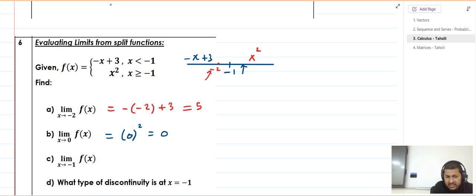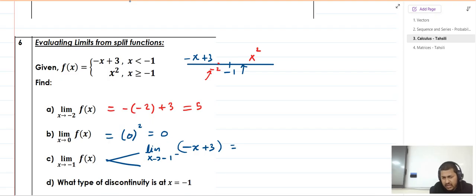Limit as x approaches negative 1. Now, the value negative 1 itself is kind of defined. So as x approaches negative 1, yes, we have a problem here. When x approaches negative 1, we have two different values. So this is going to be split up into two parts. Limit as x approaches negative 1 from the left. We're going to choose the left-hand side function, which is negative x plus 3, right? And we are going to substitute negative 1 here. Negative times negative 1 is 1, 1 plus 3 is 4.